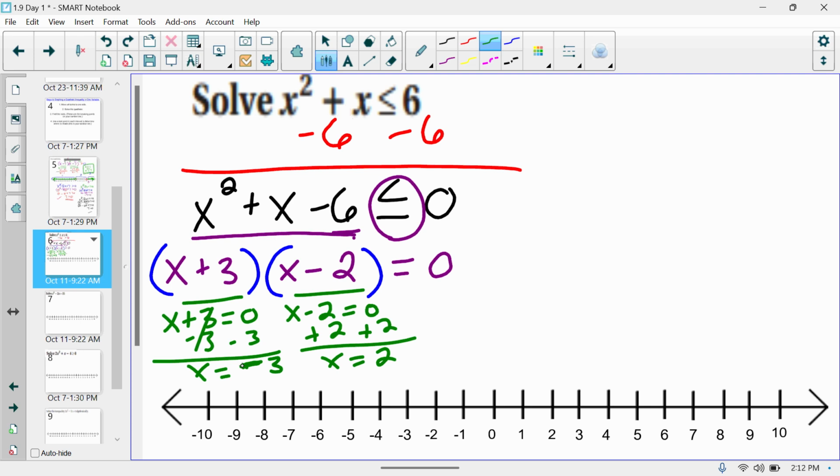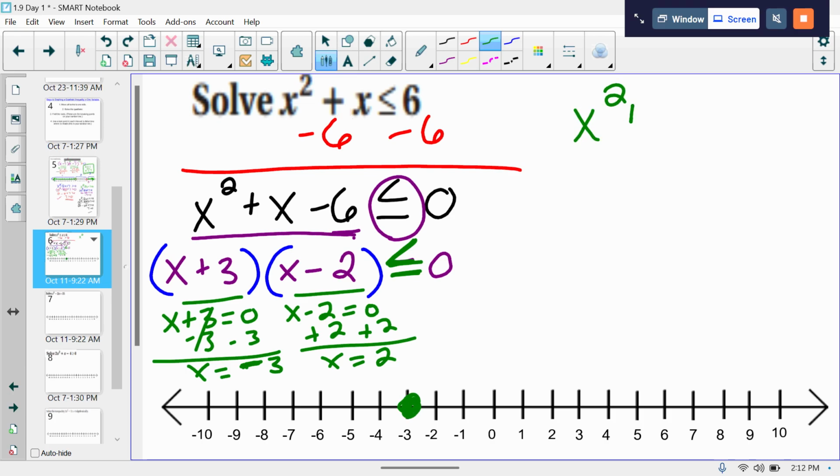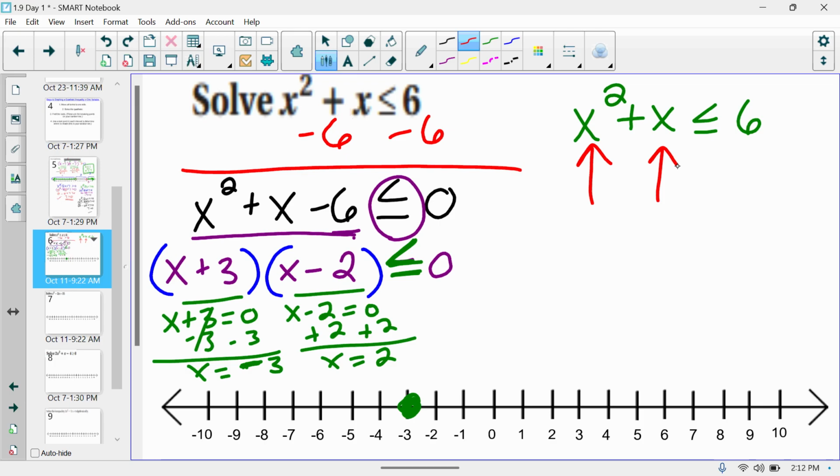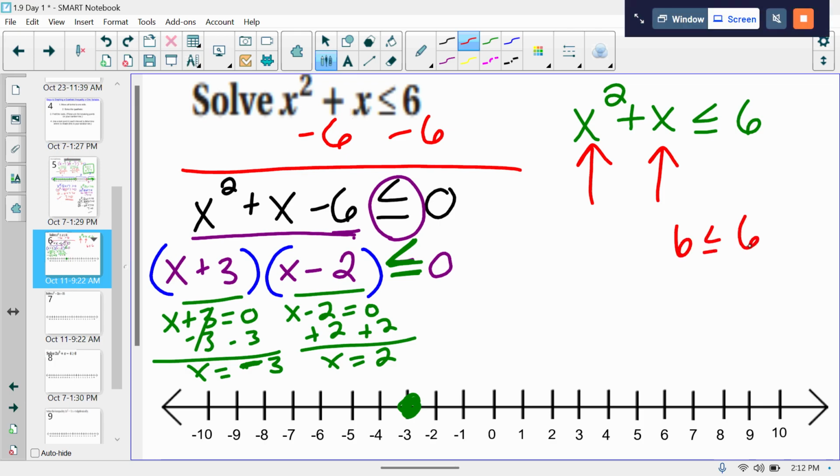We're going to graph dots at negative 3 and 2. They're going to be filled in this time because it's less than or equal to. Like, if I take negative 3 itself, let me rewrite the original inequality. x squared plus x is less than or equal to 6. If I take negative 3 itself and fill it in, the inequality will say 6 is less than or equal to 6, which wouldn't be true if this wasn't there, right?